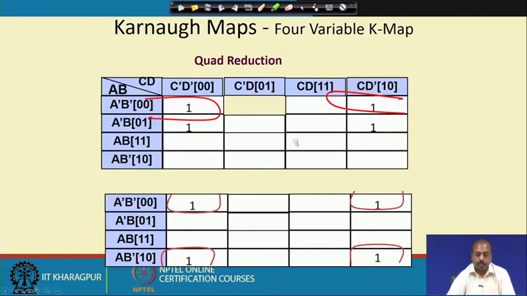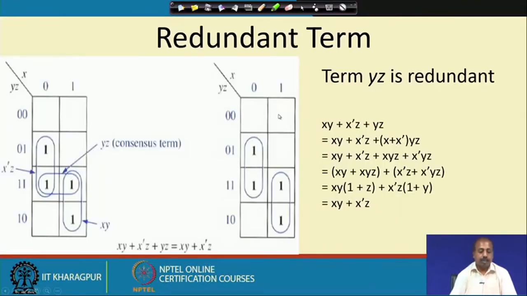This is possible. Sometimes we introduce some redundant terms, like see here what is happening. This is a 3 variable Karnaugh map, where we have got ones at these positions. So, this one and this one.